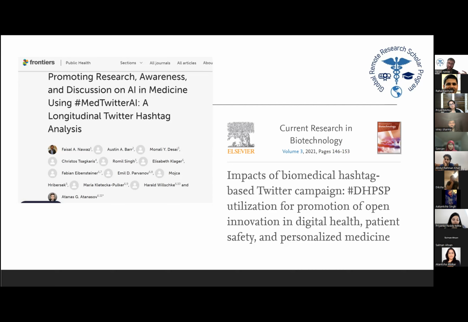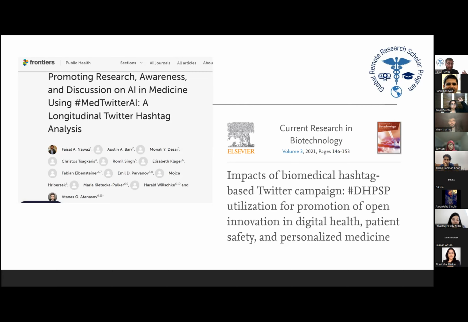And using this hashtag, you can conduct research studies which look at how many people tweeted about this topic? How impactful was it? Did it have enough awareness around? And eventually, a topic like this with a strong hashtag presence can be published in major journals. As you can see, the first paper on the left is a paper which looked at promoting research, awareness, and discussion on AI in medicine using hashtag #MedTwitterAI.